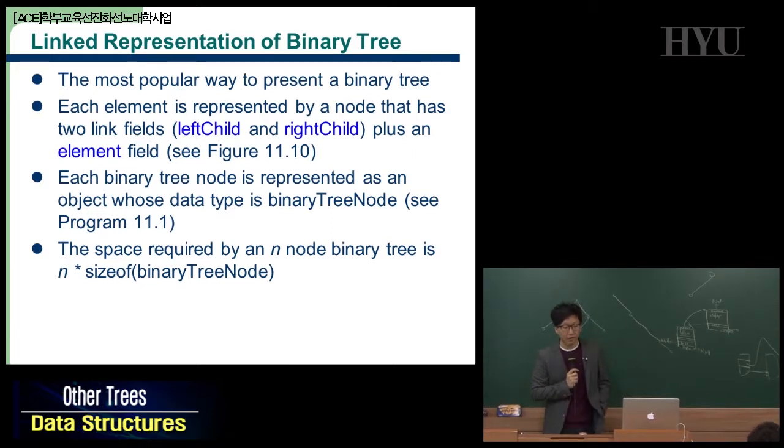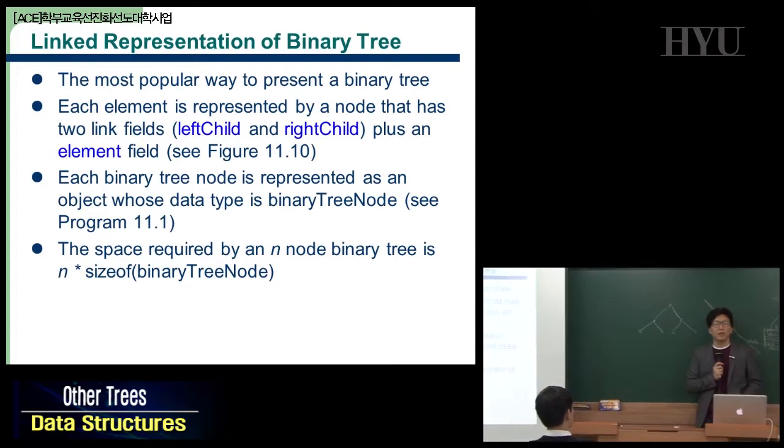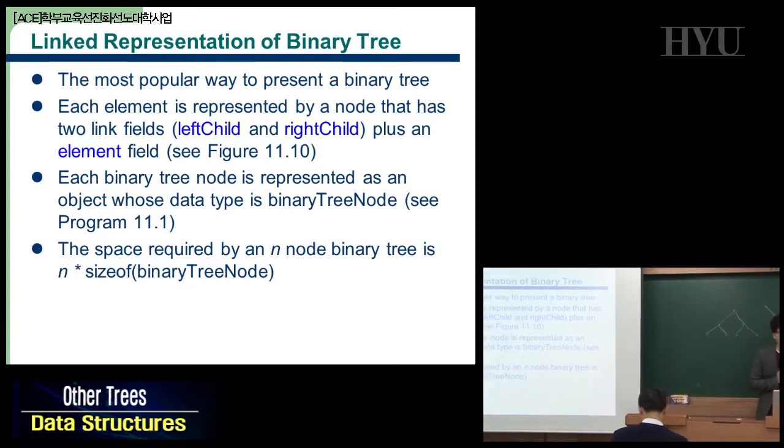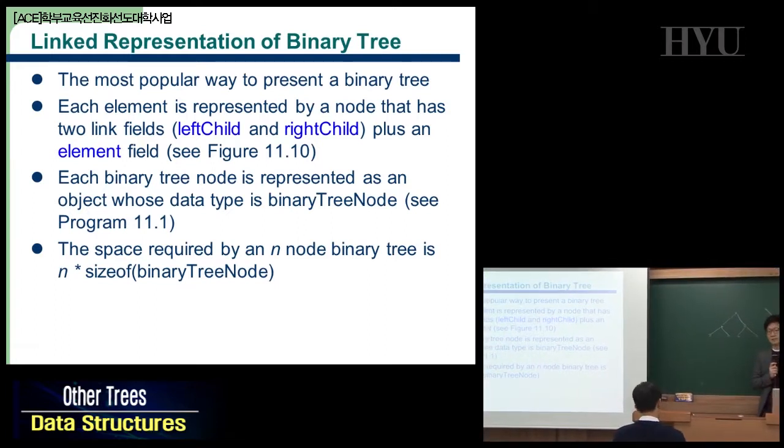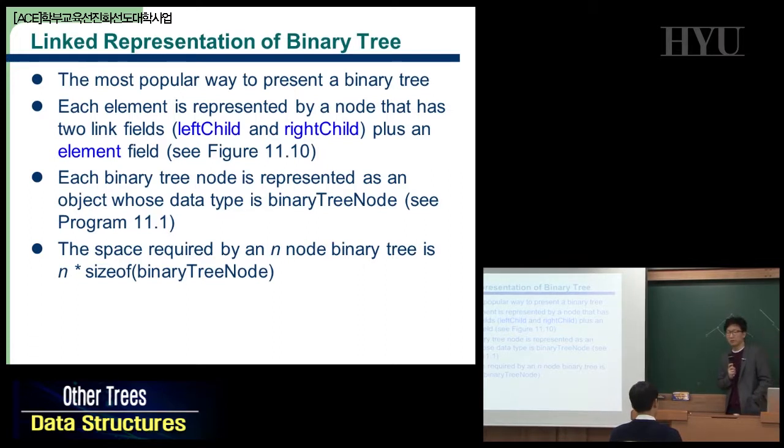Okay. So when you try to create the binary tree, the first node that you're creating is probably root. So create one. The space required by an n-node binary tree is n times the size of the binary tree node. What does that mean? If I need an n-element tree using linked list, it says n times the size of the binary tree node.